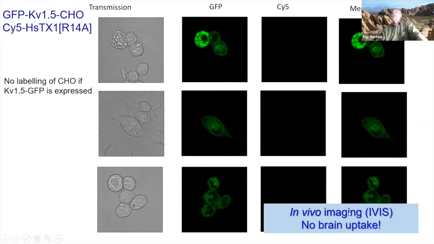Again, however, using in vivo imaging, and I don't have time to show you the results of that, in healthy animals, there was no uptake in the brain. So it's pretty clear that this peptide does not get into the brain when there's no neuroinflammation.